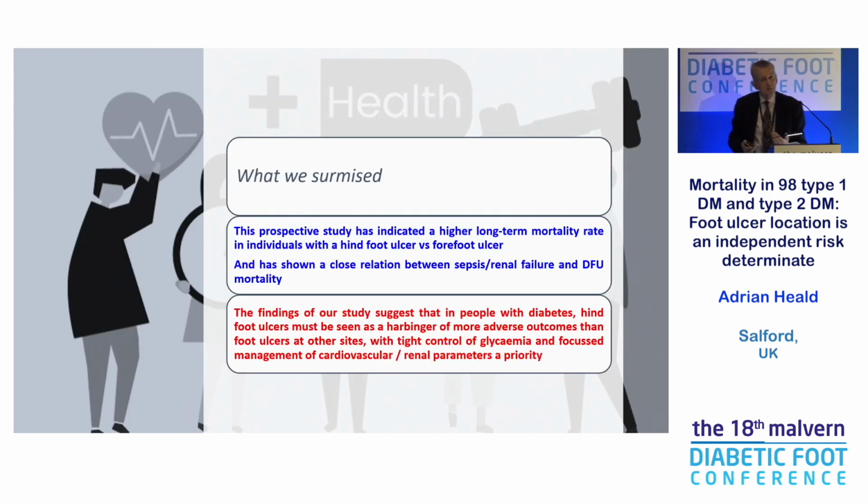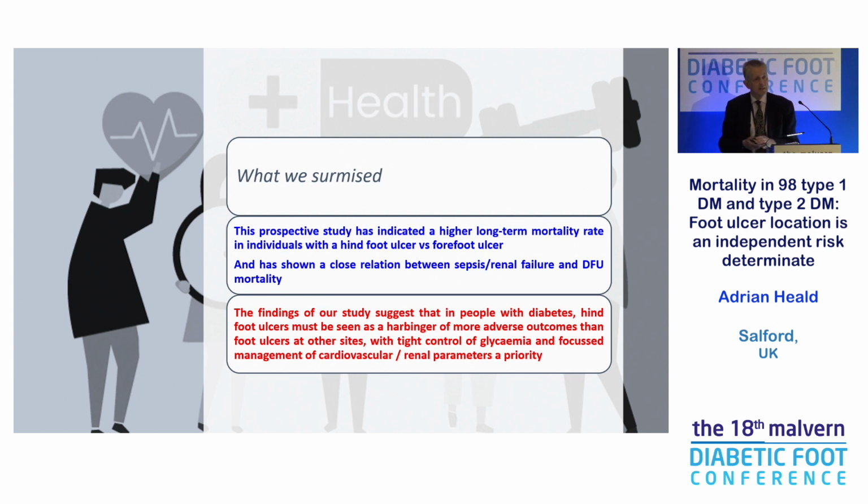So in this prospective study, to conclude, we have indicated that a higher long-term mortality rate is associated with a person having a hindfoot versus a forefoot ulcer. We've shown a close relation, as has been reported today as well in other talks, between sepsis, renal failure, and the likelihood of dying of the diabetes foot ulcer.